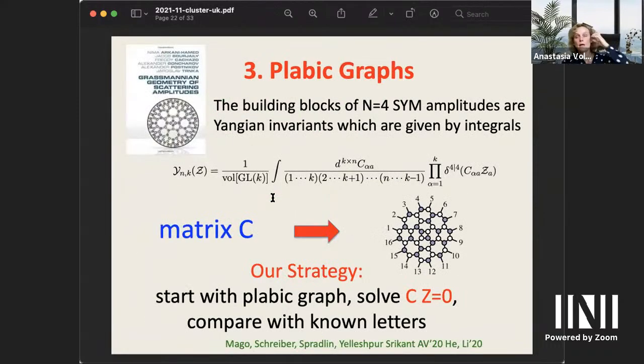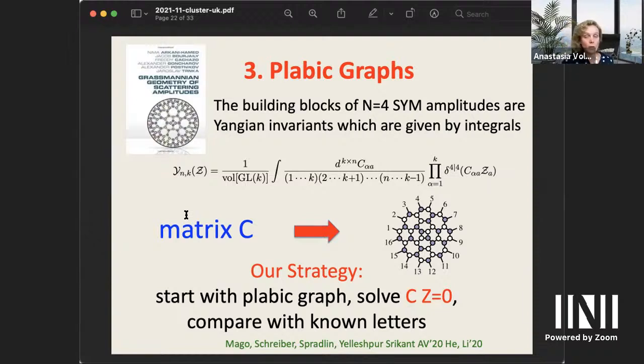Okay, so let me take 5 minutes each. Plabic graphs. The idea is not new. Plabic graphs have been used as applications to scattering amplitudes and for describing the integrand of the amplitudes for a decade. There's a book by Arkani-Hamed, Bourjaily, Cachazo, Goncharov, Postnikov, and Trnka. So this technique has been used in physics. Our strategy is going to be very simple.